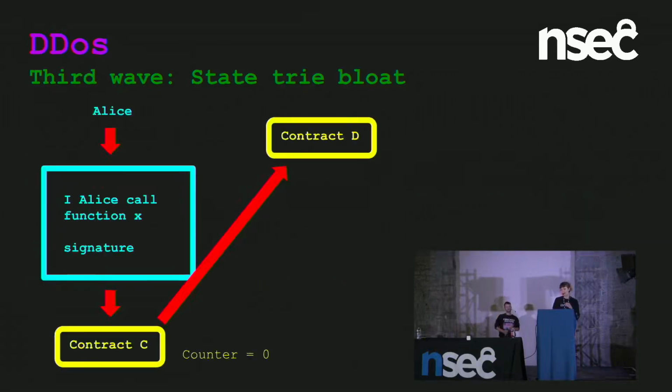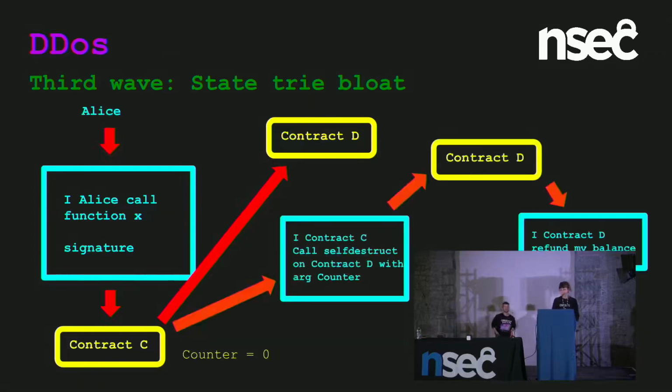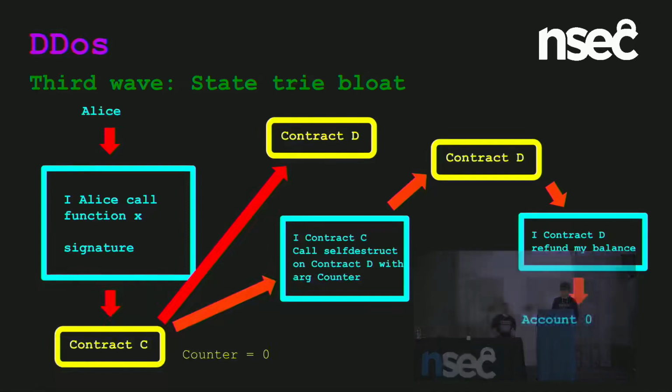So the way the state bloat started out was innocuous enough. The attacker deploys a contract, that contract has a counter, it's initially set at 0, and it spawns another contract. The next thing it does is call a self-destruct function on the contract it just spawned. And normally this function is used to refund any ether held in the contract to its rightful owner. But here, the contract is passed the counter as an arg, and it casts the counter to an address and tries to refund that address with its balance, which is nothing. So it's basically creating an empty account.